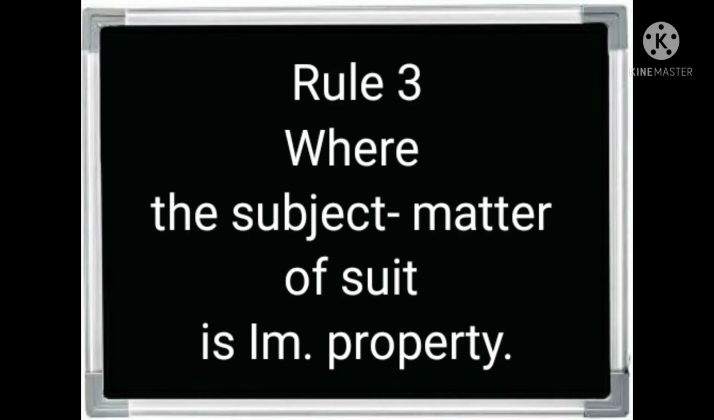is immovable property. In the last rule we saw that in a money suit there must be a precise amount stated in the plaint. And where the subject matter of the suit is immovable property, what will the plaint contain? The description of the property must be sufficient to identify it. And if such property can be identified by boundary, by khasra number, by khatoni number, or by a number in a record of settlement or survey, the plaint shall specify such boundary or number.